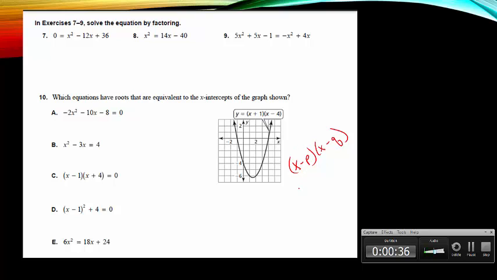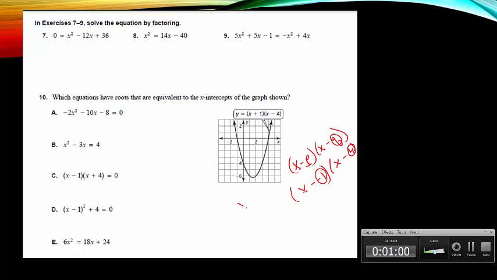So x plus 1 would be the same thing as x minus negative 1. And x minus q is the same thing as x minus 4. So the value of p is negative 1, and the value of q is positive 4. So basically it's going to be the opposite of the sign that you see. That is where your intercepts are.